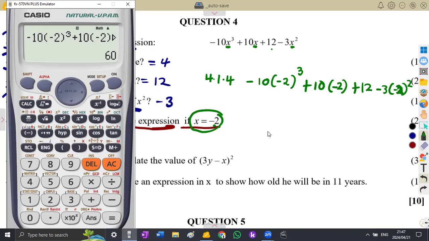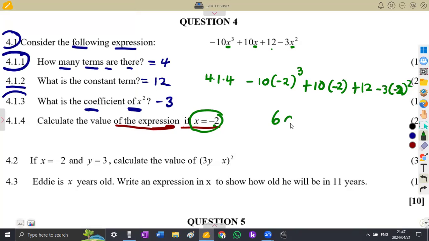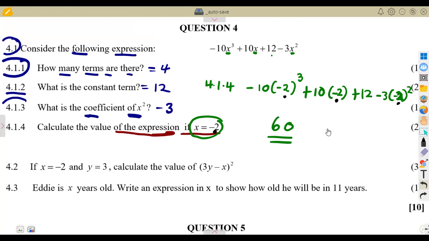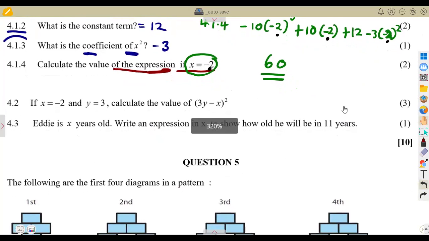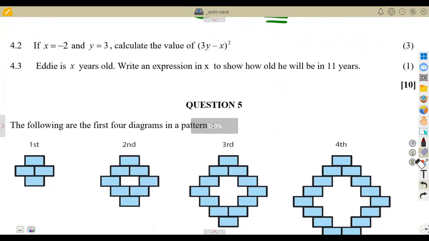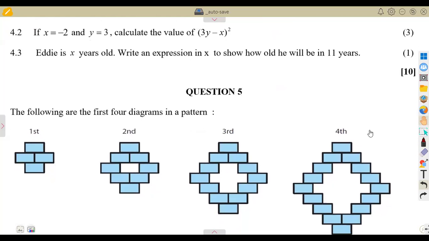This is to show that my mind is now tired, but that is going to be 60. If you simplify this properly, you are going to obtain a positive 60. So this is minus 2, minus 2, minus 2. The value of x is minus 2. Remember, you are told to substitute minus 2 if x is minus 2. So that was the idea of the question. 4.2, let's see what we got on 4.2.